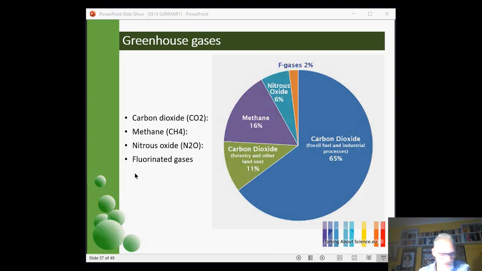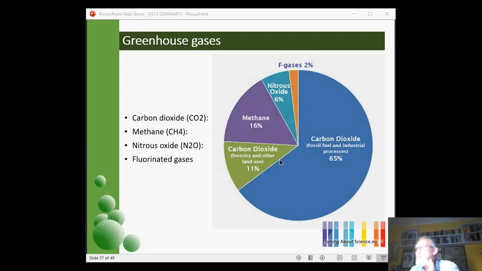Within this context of climate and heat, of course we couldn't not say anything about the greenhouse gases, and we have a number of greenhouse gases that we've met. We met carbon dioxide, which is by far the largest contributor to the greenhouse effect. However, we also have methane, and other smaller amounts of gases, such as nitrous oxide and the fluorinated gases.